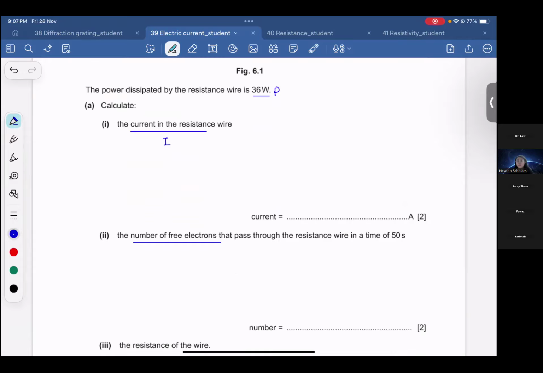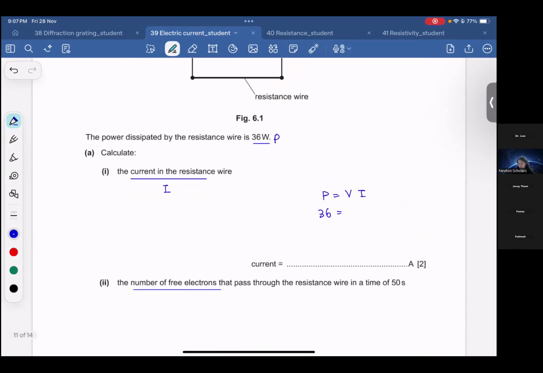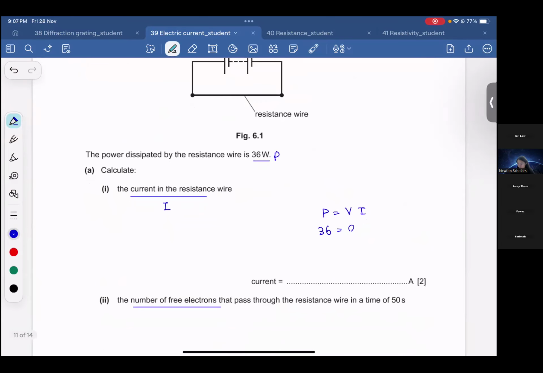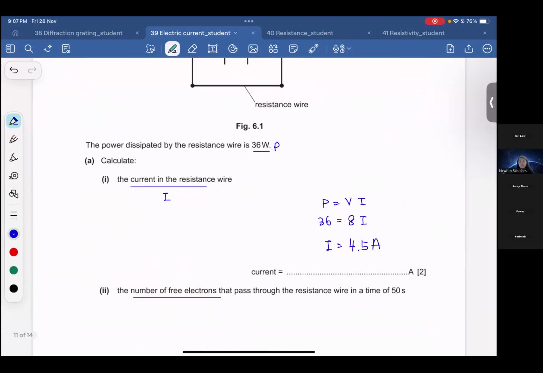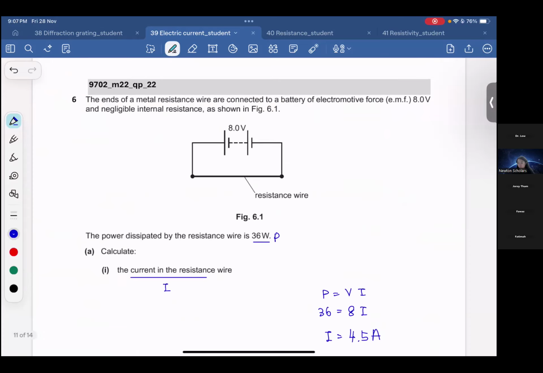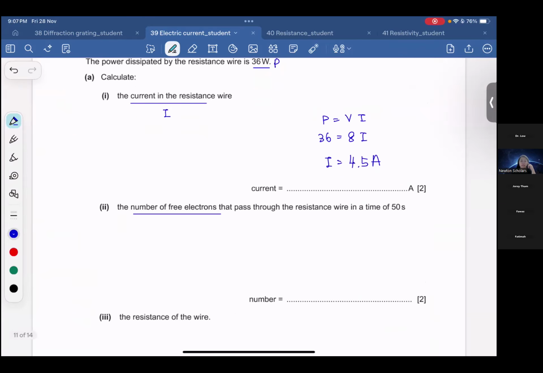Power correct. Height correct. Okay, your answer should be 4.5 ampere. This one is quite straightforward. Power, I, and then in the diagram provided you with the voltage. So here it is 4.5.